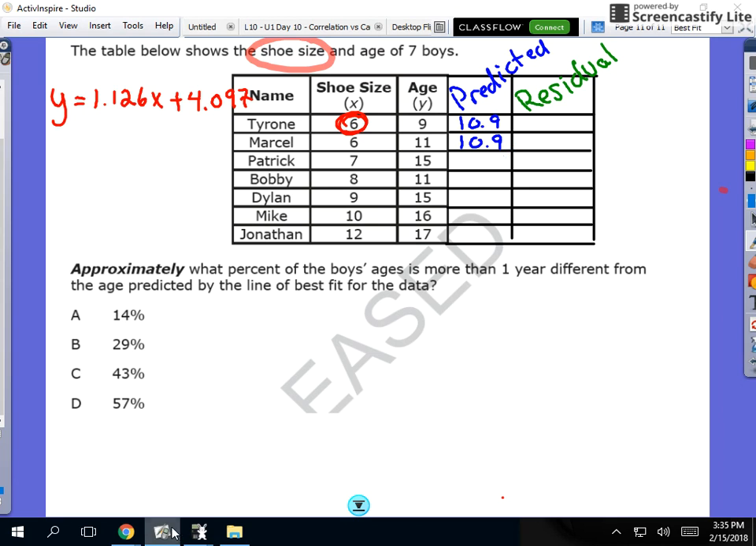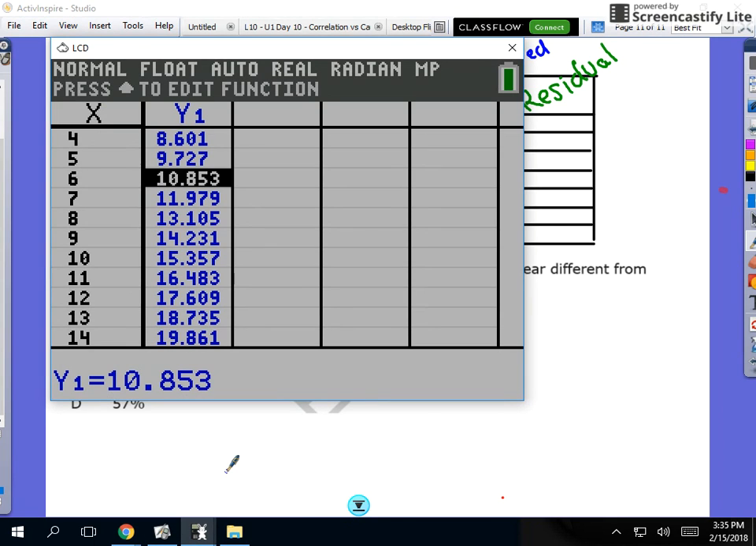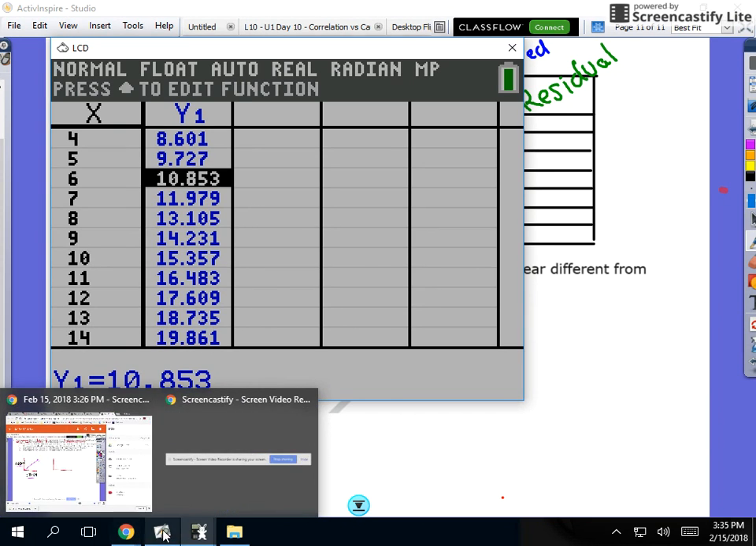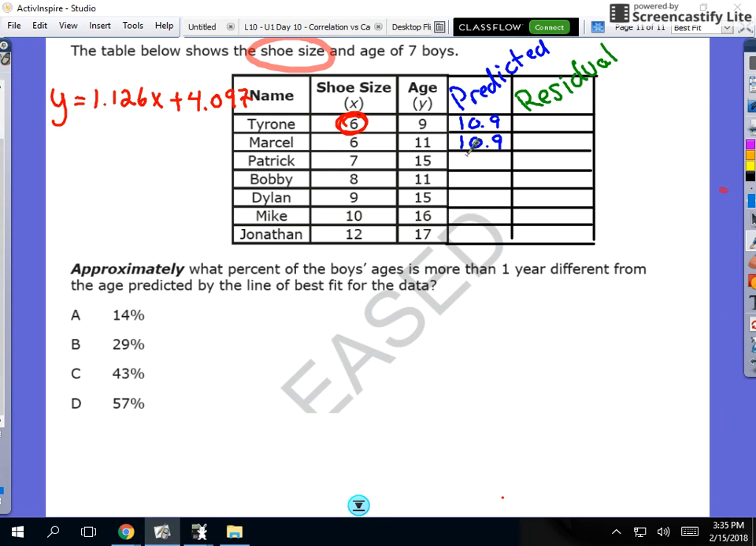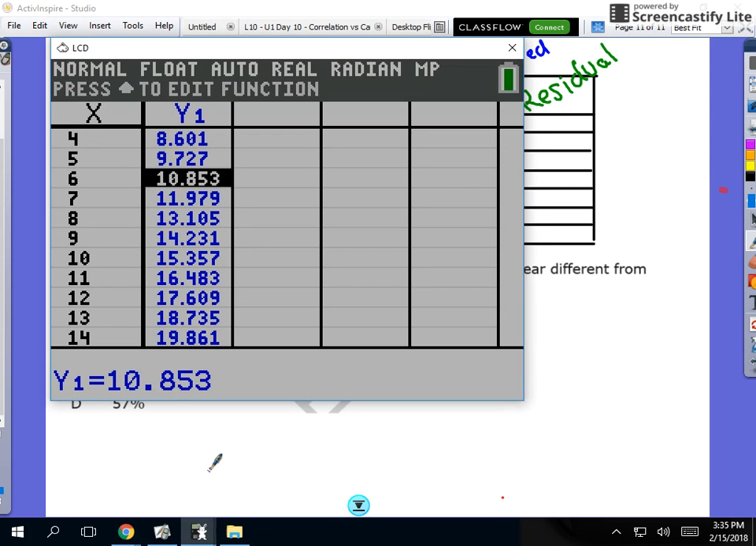All right, the next one was size 7. Well, there we go. You can see it there, 11.97. That's going to round all the way up to age 12. So if we come back here, this would be age 12. All right, Bobby wears size 8. So if we look at size 8, it would be right here.